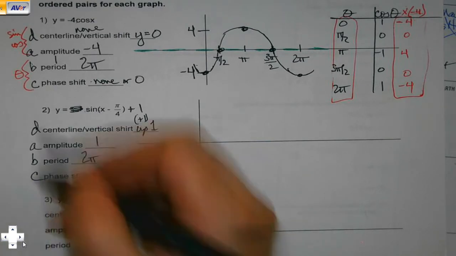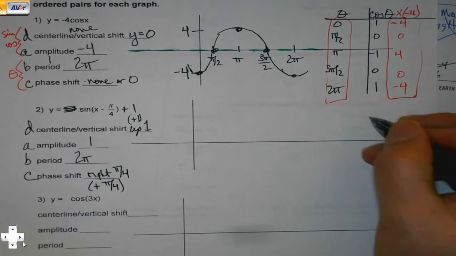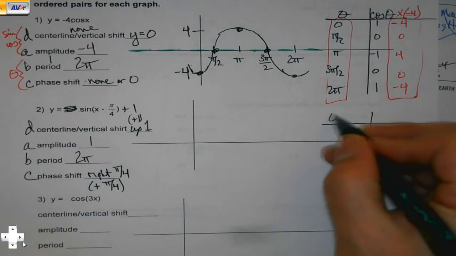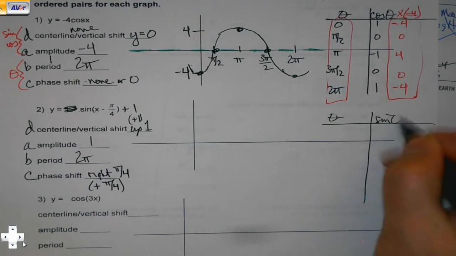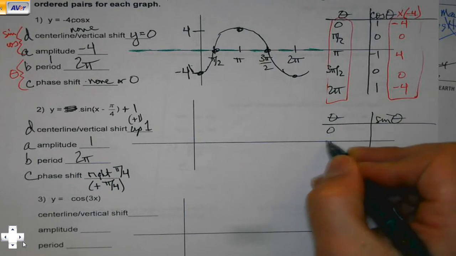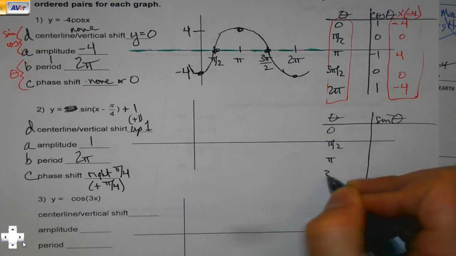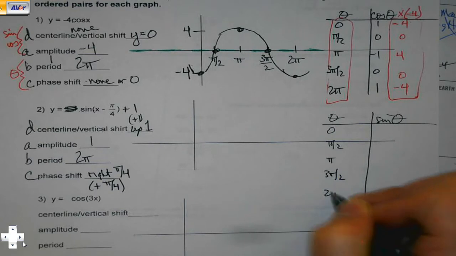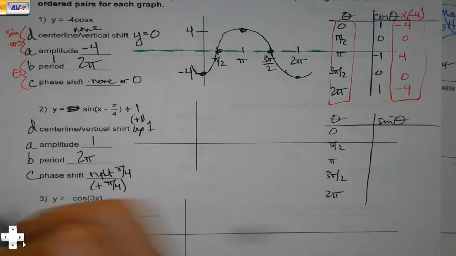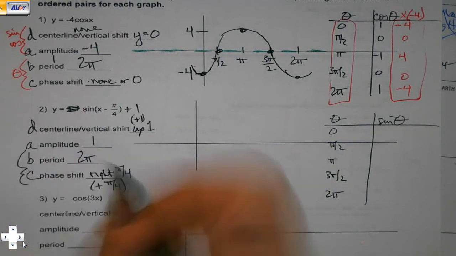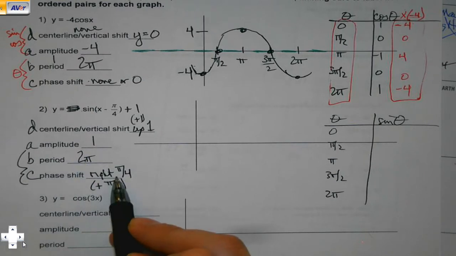Again, I like labeling these just because then when I get over here and I'm kind of thinking this through, I can look and I'm like, okay, here's my 2. Period didn't change. Phase shift this time.